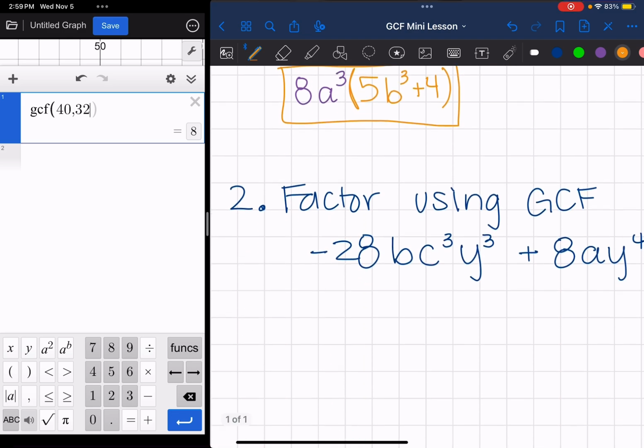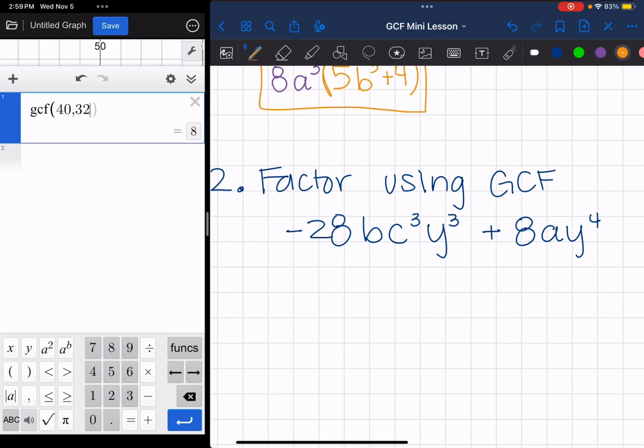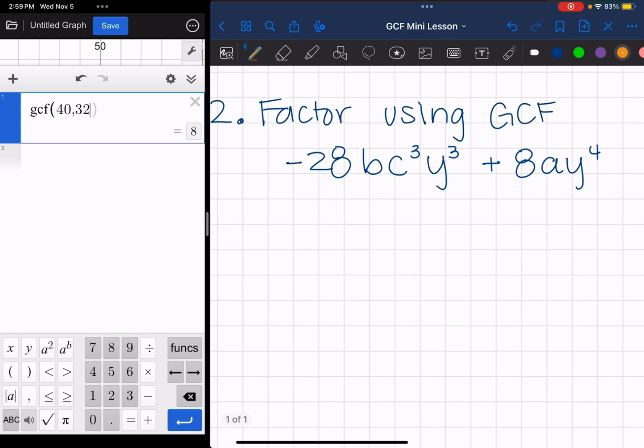All right, here is a second example. So same thing, we're going to factor using GCF. So again, we're going to start by splitting this into the terms. This has 2 terms once again. From here, we're going to look for that GCF.